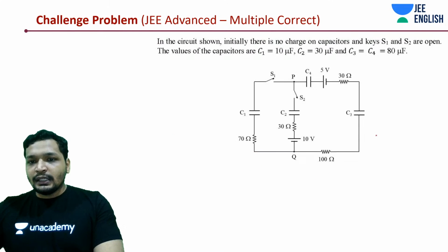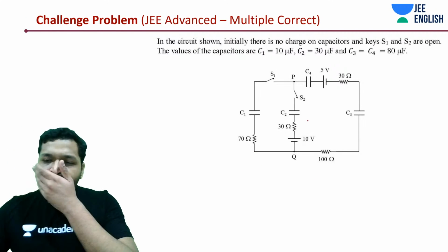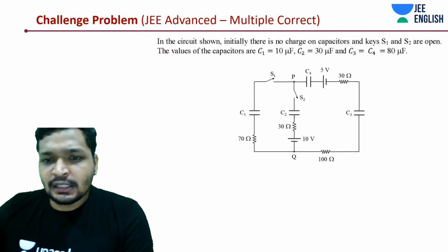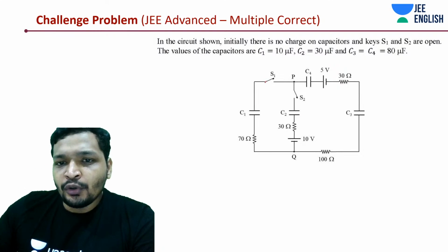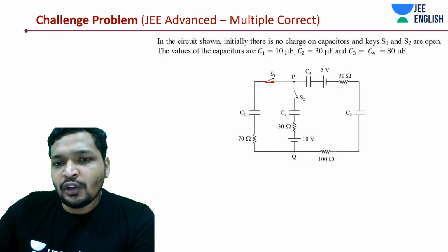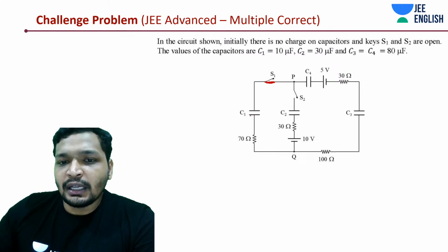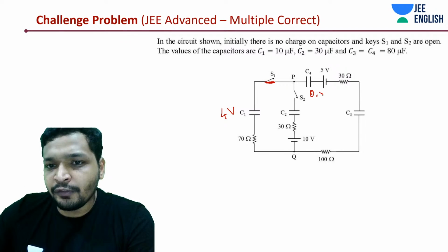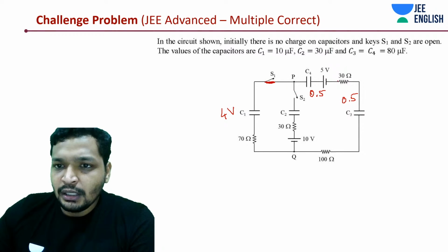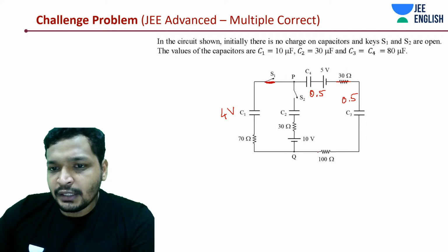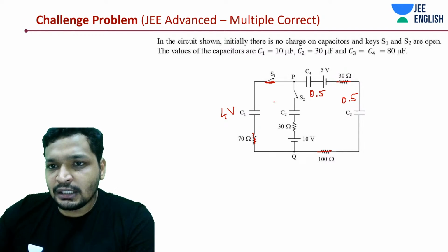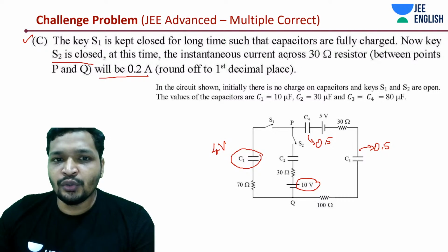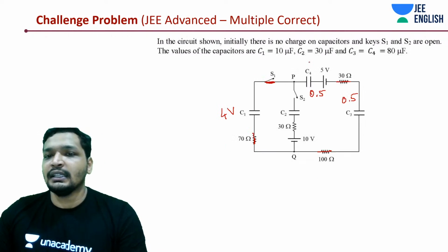Let's do it in the fastest way possible. So I'm closing this key, kept it charged for a very long time. Then C1 would have developed potential 4 volts. This would have developed potential 0.5, and this would have developed potential 0.5. Forget this resistor because it's just closed. You notice S2 is just closed and the instantaneous current is being passed.